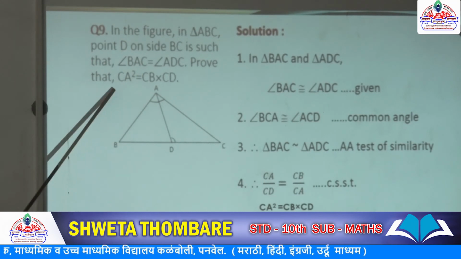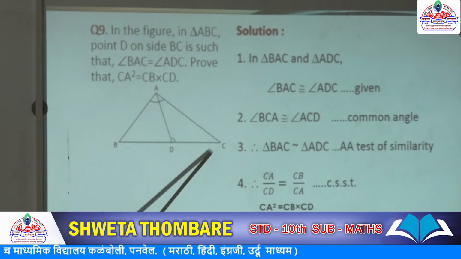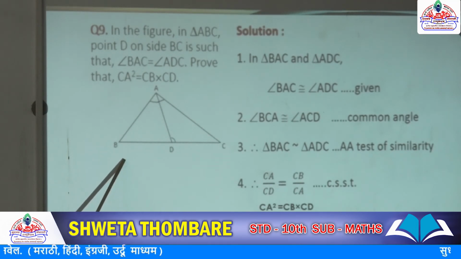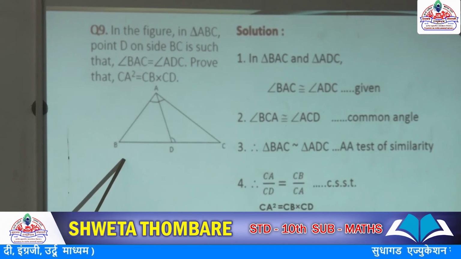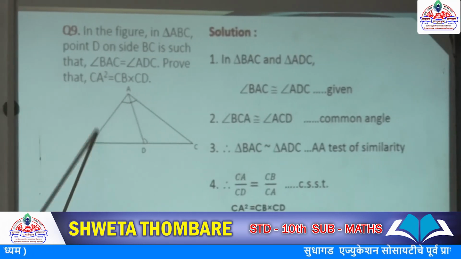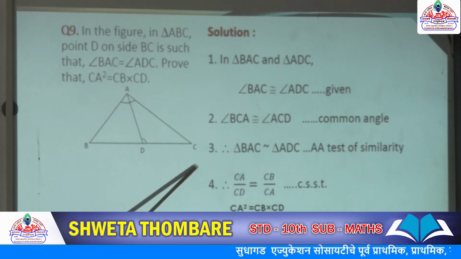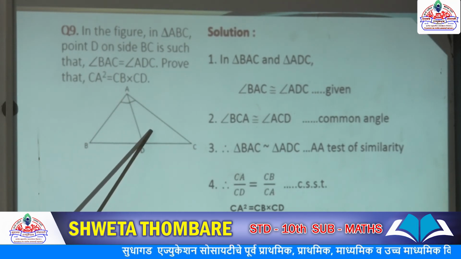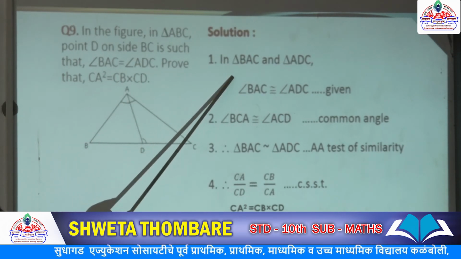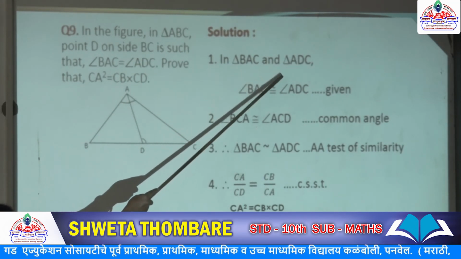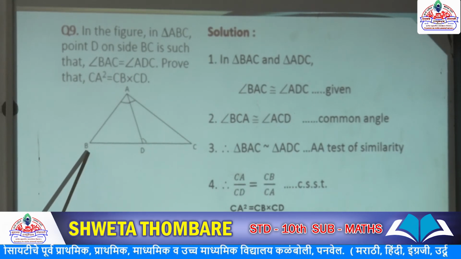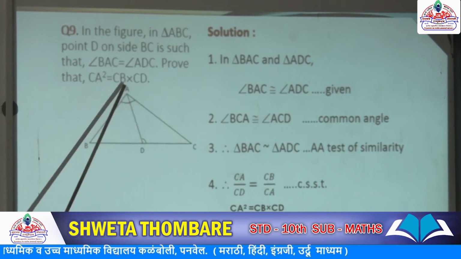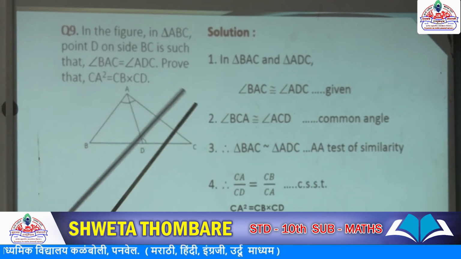Once again, to get this proof, some pairs of triangles are there that we have to show similar. So which two triangles can we show similar? Triangle BAC, this bigger triangle, and triangle ADC, this small triangle. These two triangles we have to show similar.